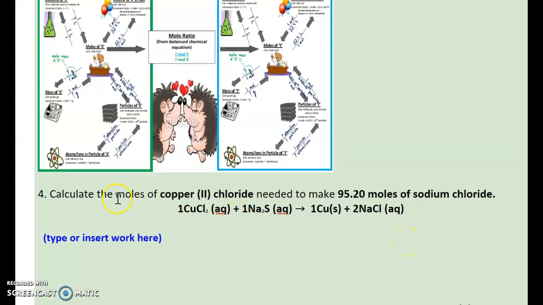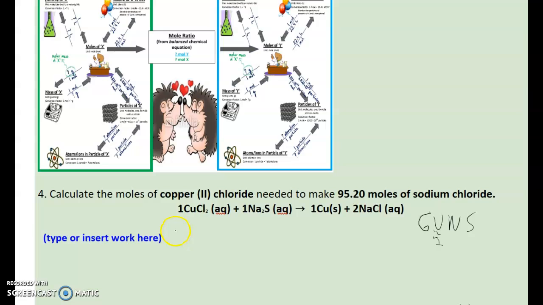Okay, calculate the moles of copper chloride needed to make 95.2 moles of sodium chloride. Great, let's get started. Givens. Put it under 1, get my numbers, and I'm going to solve.